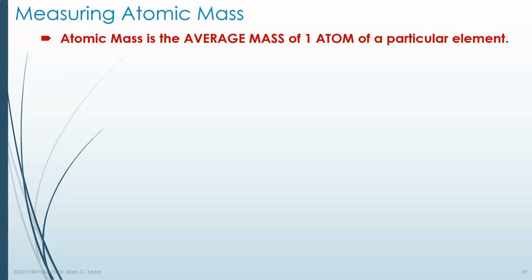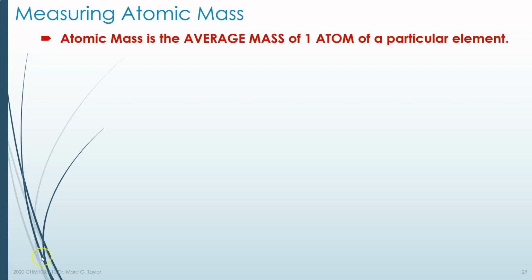I understand these three phrases sound very, very similar, but please do not confuse them. Atomic number is a whole number. It's the number of protons. Atomic mass number is the number of protons and neutrons, another whole number. But atomic mass is not a whole number. Atomic mass is the average mass of one atom of a particular element.